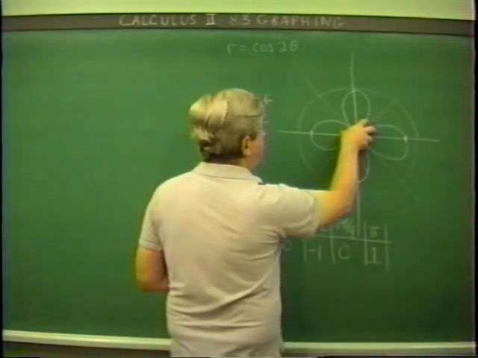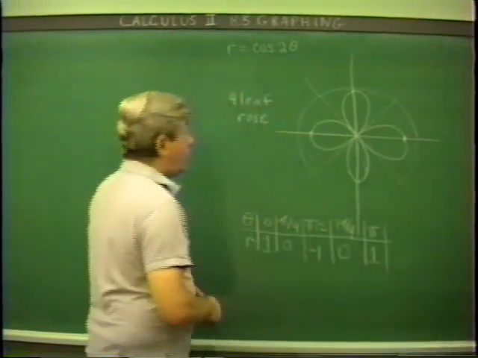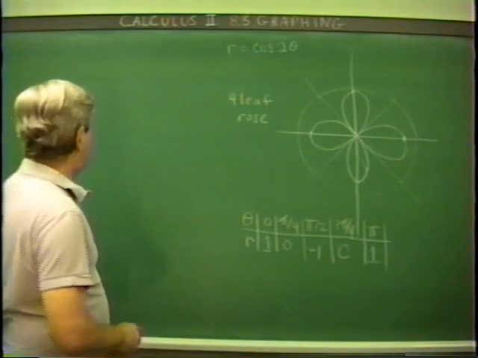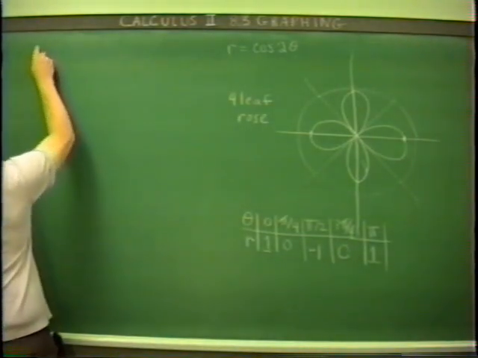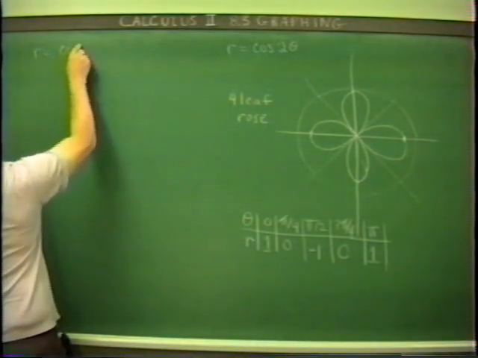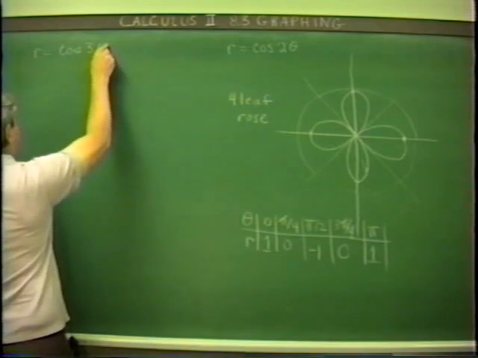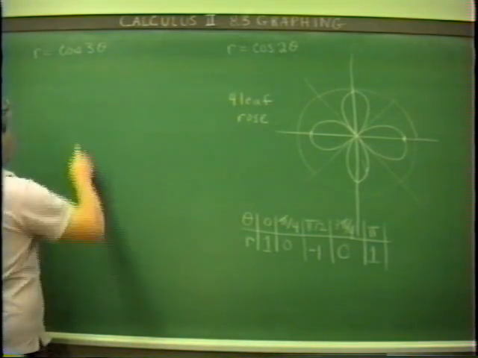R equals sine of 2 theta looks exactly the same, except it's what you'd get if you rotated this by pi over 4. Let's take a look at another here. R equals cosine 3 theta.